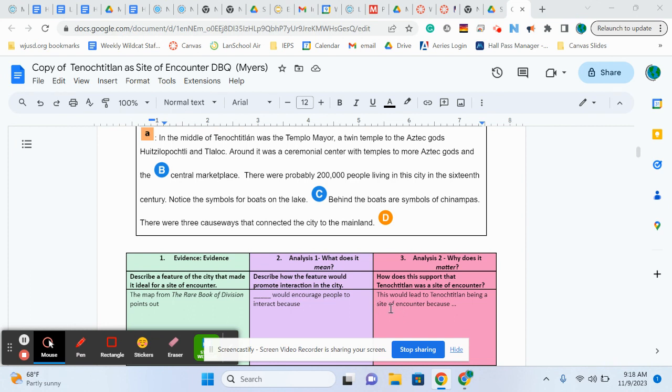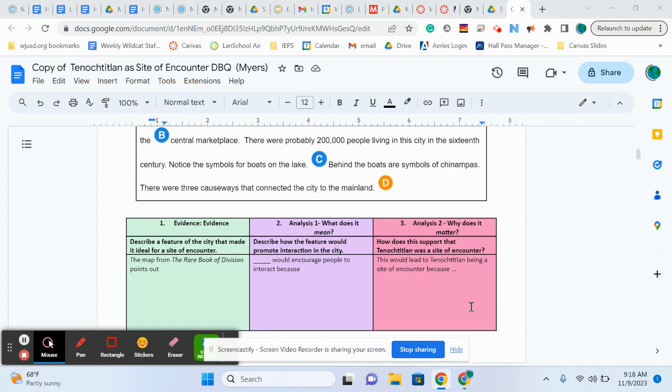And our very last sentence here is, how does this support Tenochtitlan as a site of encounter? So how is whatever it is you're talking about here, the markets, the temples, the chinampas, whatever you're talking about here, how is that going to make people who don't live in Tenochtitlan want to go to Tenochtitlan? How is that going to make people want to travel across Mesoamerica to get to the city of Tenochtitlan? Okay, once you've got that, you're ready for your next site.